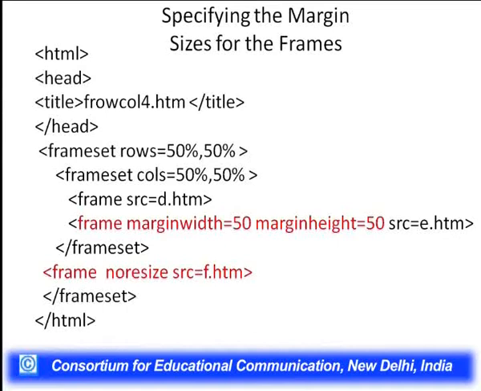So, you can see here, we are using a nested frame set. Frame set rows divides the frame set into two rows of equal size. Then the first row is divided into two columns. The first column is a frame which has the file d.html, and in the second we are defining the margin width and margin height, both of which have been set to 50 pixels, and of course the source has been given.